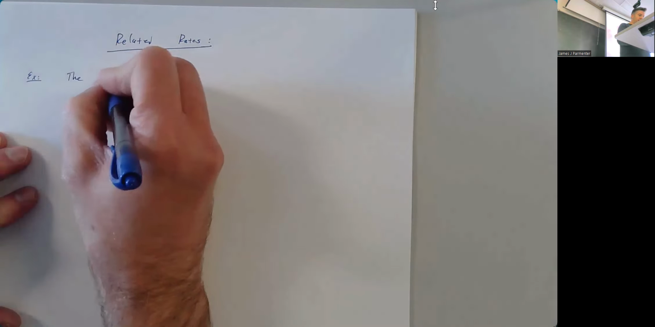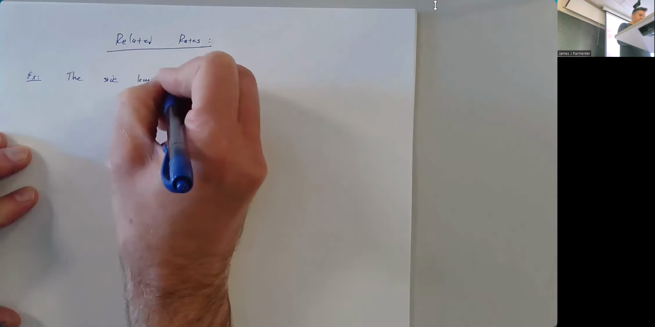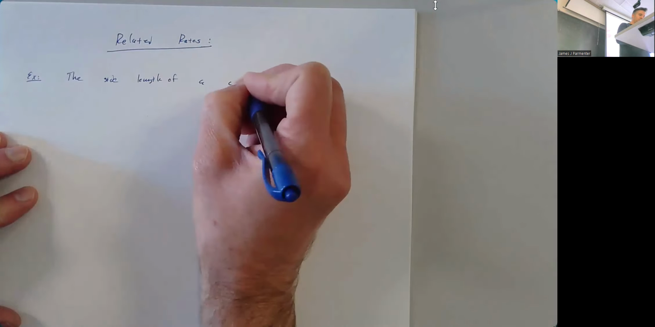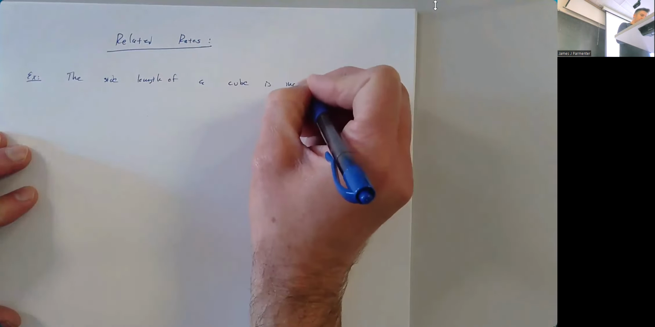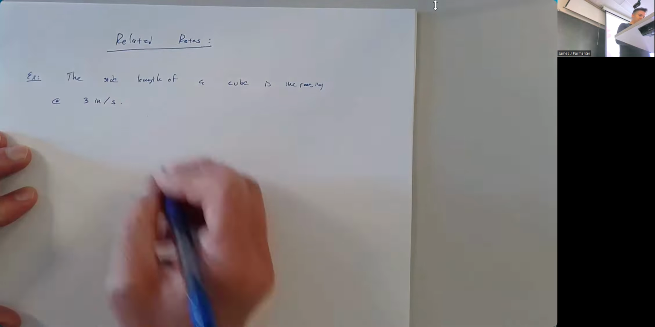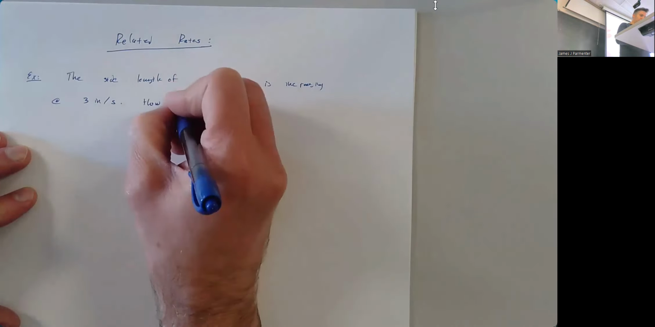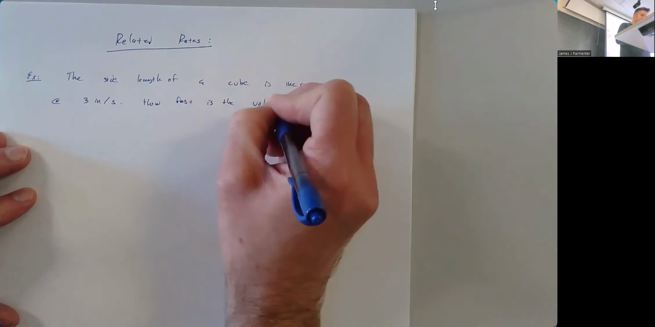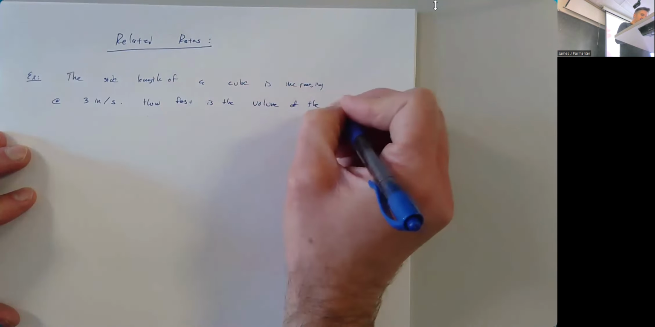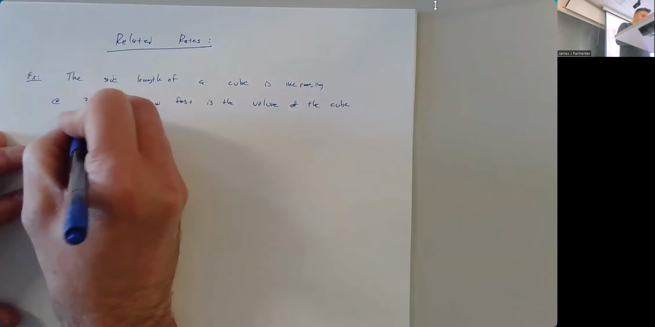Like, for example, the side length of a cube is increasing at 3 inches per second. How fast is the volume of the cube increasing?